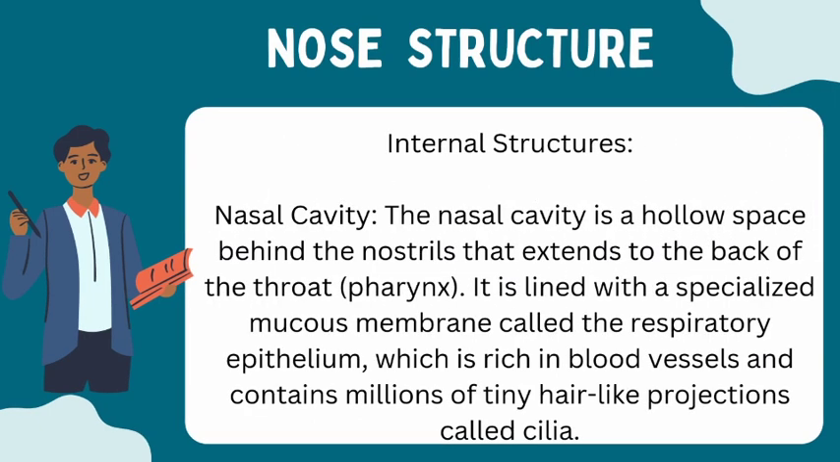Now the second is internal structures. These involve, first, nasal cavity. The nasal cavity is a hollow space behind the nostrils that extends to the back of the throat, pharynx. It is lined with a specialized mucous membrane called the respiratory epithelium, which is rich in blood vessels and contains millions of tiny hair-like projections called cilia.